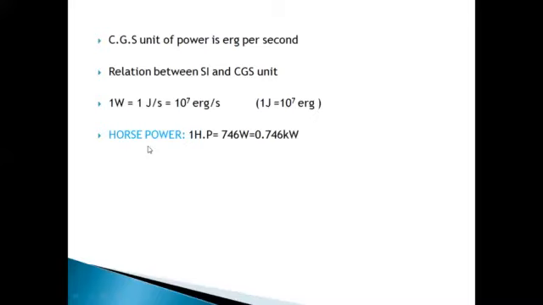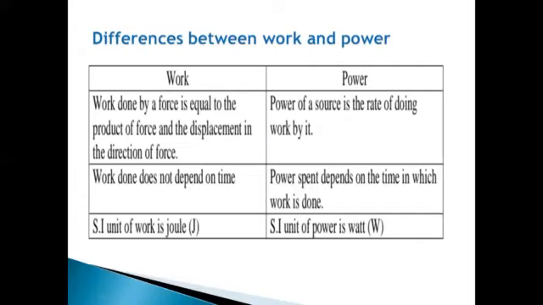Next, another unit of power is horsepower. It is largely used in mechanical engineering and is related to the SI unit of power. 1 horsepower is equal to 746 watts. It is nothing but 0.746 kilowatt.